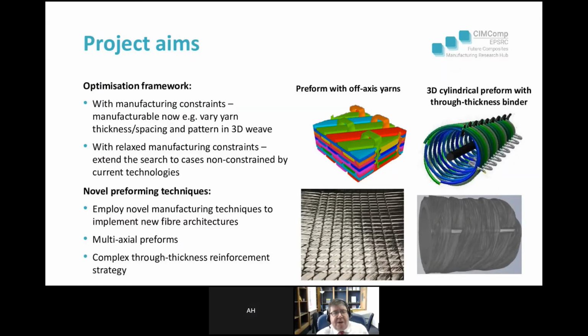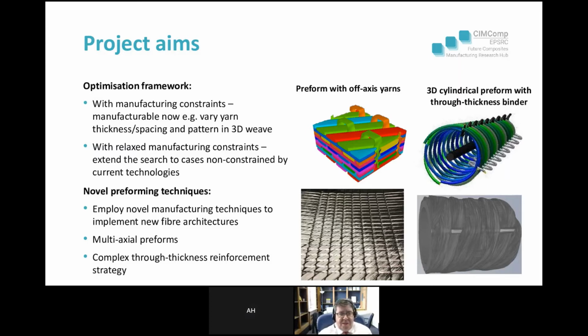So in this project then we're taking an optimization approach, and we're really doing this in two ways. First of all, with manufacturing constraints, in other words, looking at material forms that you can make with commercially available machinery and where there are commercial suppliers now, how can we optimize the material form for a particular application by varying the pattern, the weave pattern within a 3D woven material, perhaps the type of fiber, the spacing and weight of the yarn, for example. So that's kind of approach one.